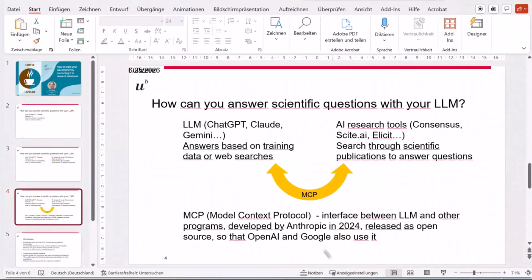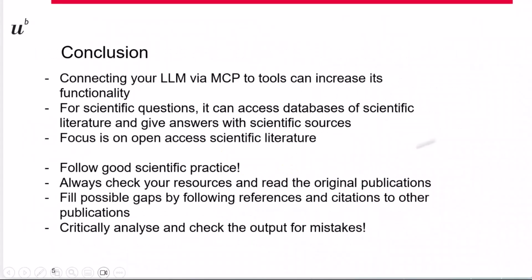Now I come back to my presentation and to my conclusion. So connecting your LLM via this MCP to research tools can increase its functionality, and I would totally recommend this if you are using your LLM anyway for your research and for summaries and writing and everything. And it gives you answers with the respective scientific sources that you can work with, but you have to know that its focus is on open access scientific literature still, and always make sure you don't lose information by ignoring licensed publications. So check out what your university access offers you from licensed publications.